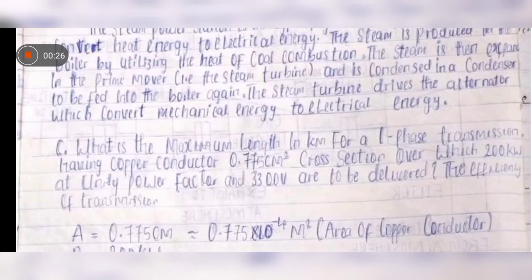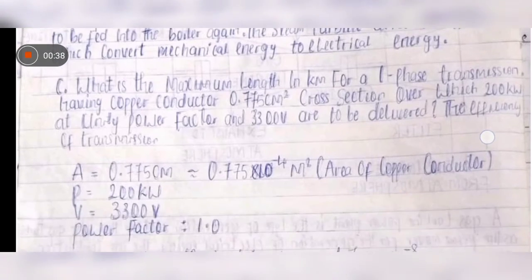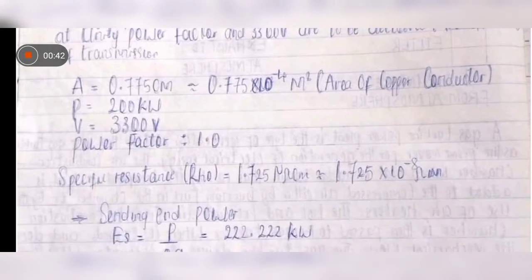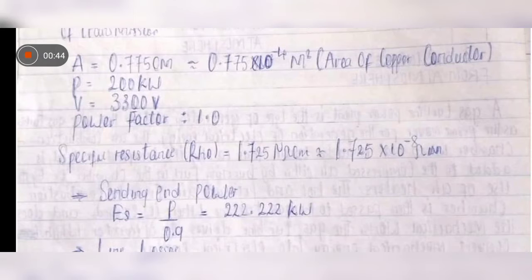Now look at this question. What is the maximum length in kilometers for a single-phase transmission line having a copper conductor of 0.775 centimeter square cross-section, over which 200 kilowatts at unity power factor and 3,300 volts are to be delivered? So these are the answers to it. You can go through it.